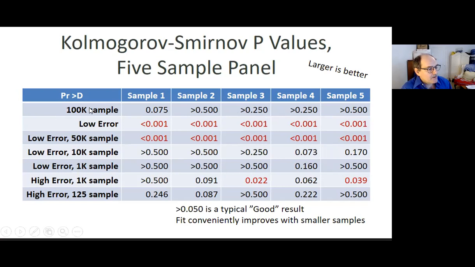So that's 100,000. But then I add that error. I add that normally distributed error I told you about. I add that 1% normally distributed error, and none of them pass. None of them pass. So what does that look like, 1% error?